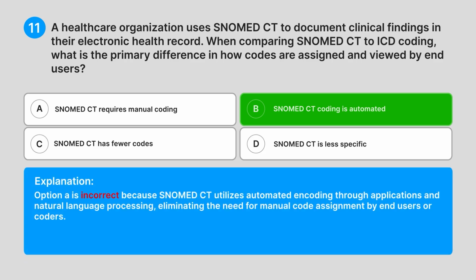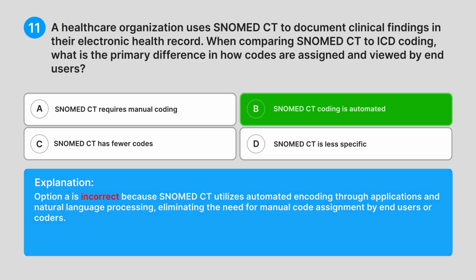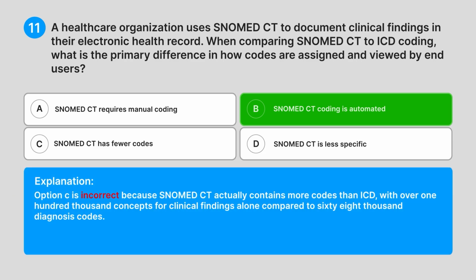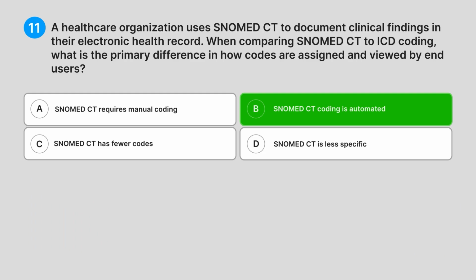Option A is incorrect because C790 CT utilizes automated encoding through applications and natural language processing, eliminating the need for manual code assignment by end users or coders. Option C is incorrect because C790 CT actually contains more codes than ICD, with over 100,000 concepts for clinical findings alone, compared to 68,000 diagnosis codes.